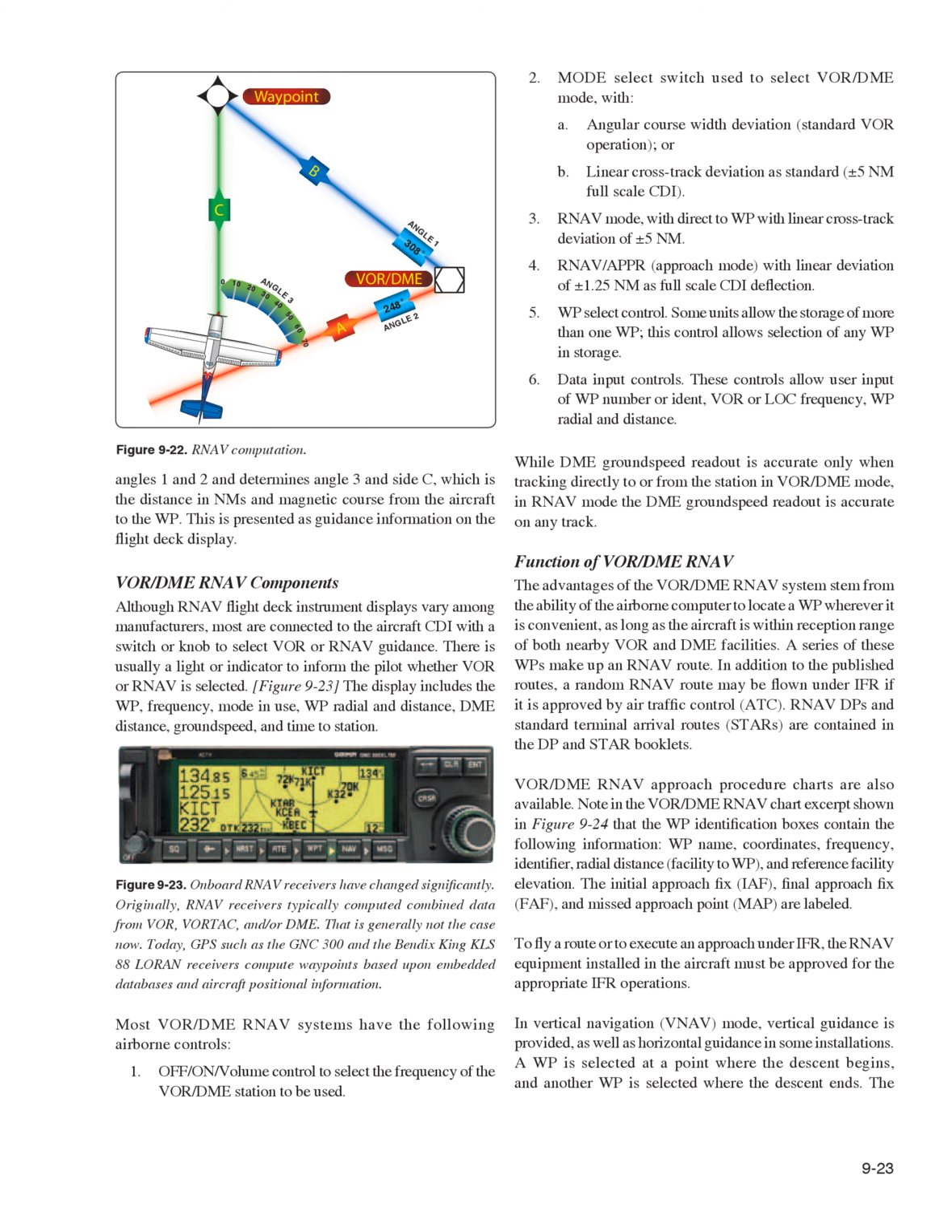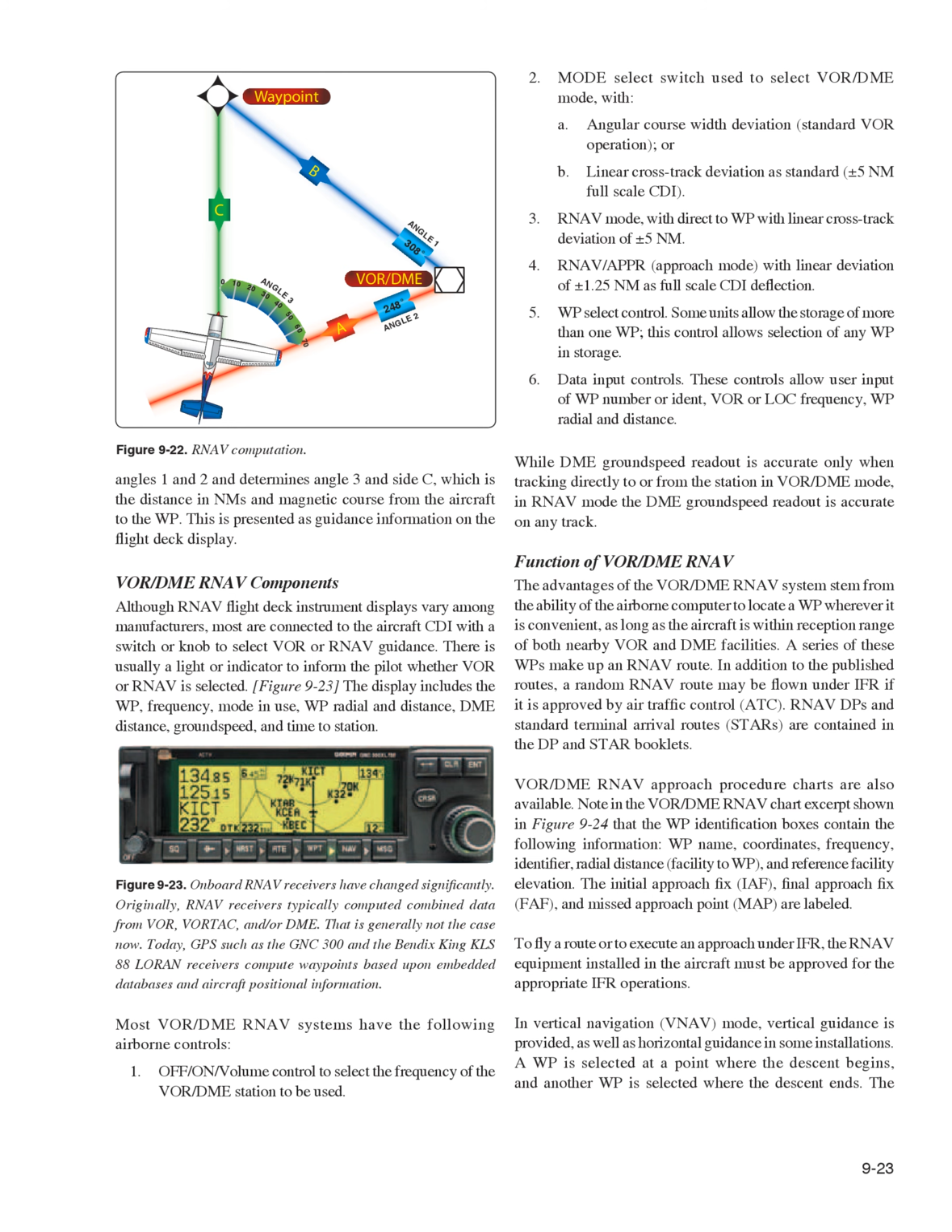Off/on/volume control to select the frequency of the VOR/DME station to be used. 2. Mode select switch used to select VOR/DME mode, with A. Angular course width deviation, standard VOR operation, or B. Linear cross-track deviation as standard, plus or minus 5 nm full-scale CDI. 3. RNAV mode, with direct to WP with linear cross-track deviation of plus or minus 5 nm. 4. RNAV approach mode, with linear deviation of plus or minus 1.25 nautical miles as full-scale CDI deflection.